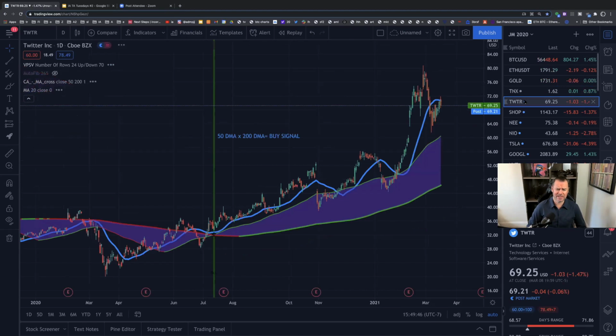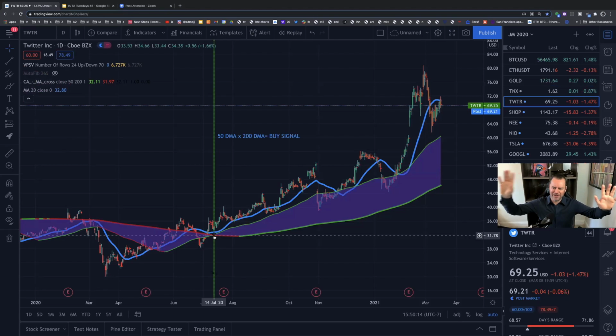Now let's look at some tech stocks for a second. This is Twitter. So Twitter has been on a bit of a tear recently. But let's look at the last time this chart gave us a buy signal. And that was the 14th of July, 2020. And I think that was about the same time where Mark Cuban came in and said he was going to buy Twitter. But you can see, again, long-term, trend is your friend.